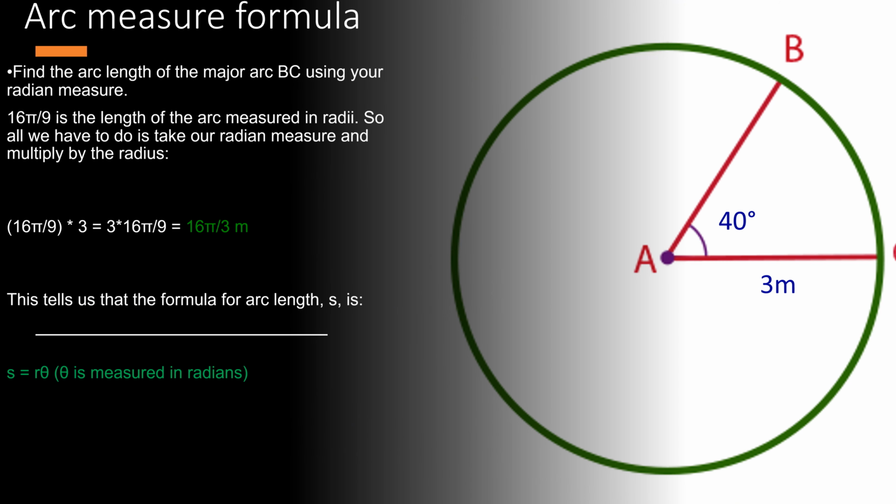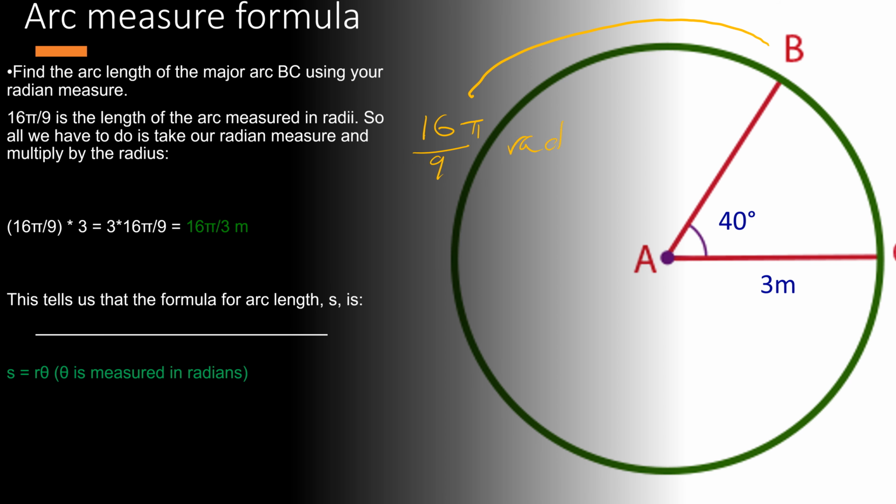So let's try the next problem. Now we want to find the arc length. Find the arc length of the major arc BC using your radian measure. Here we know that 16 pi over 9 is the measure of the arc in radii. This was the previous problem, 16 pi over 9, so this is the radian measure.